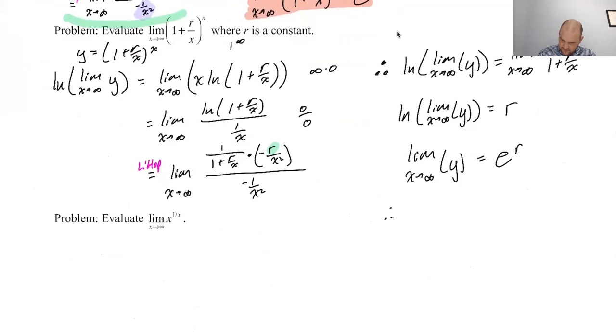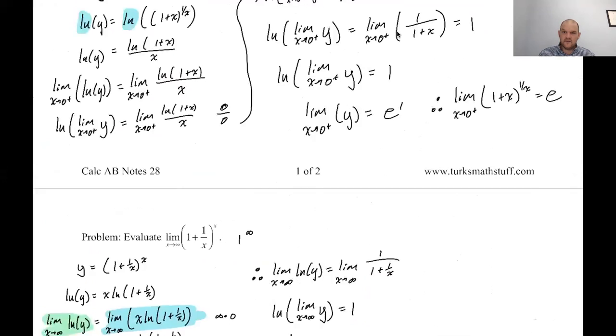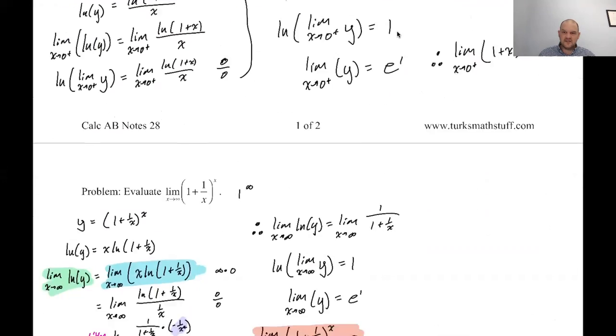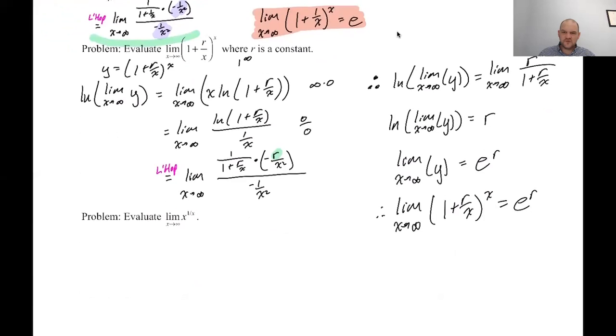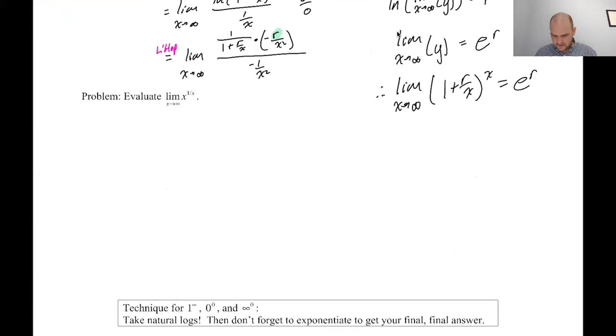So therefore, the limit as x approaches infinity of (1 + r/x)^x equals e^r. So this is what I mean by we've essentially done the same problem 3 times now, with just minor modifications, but that's okay. All right, let's do this last problem, and then we'll call it a day.